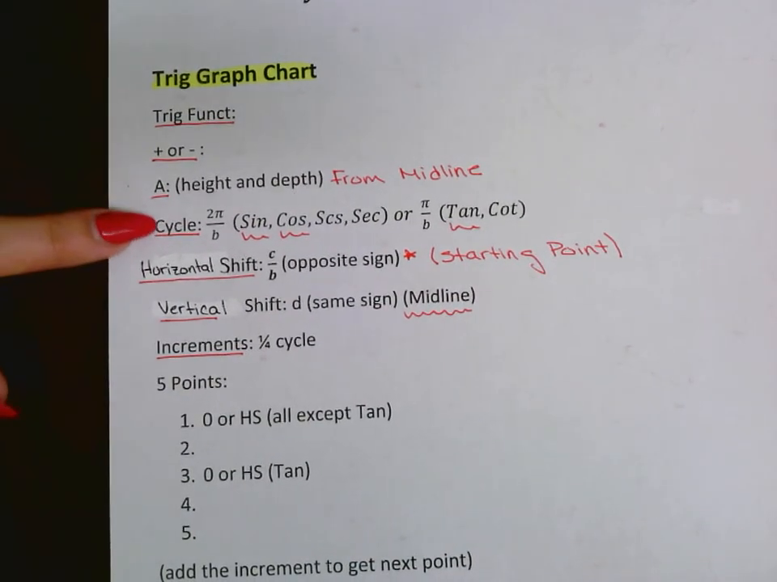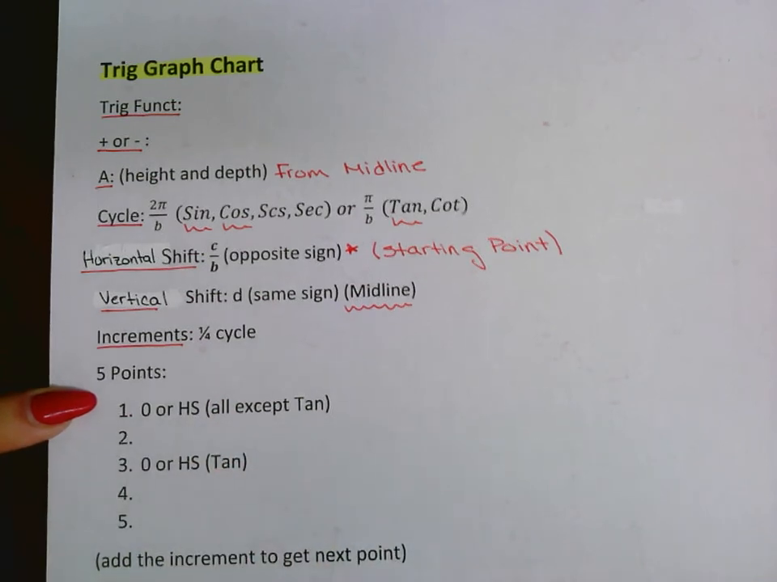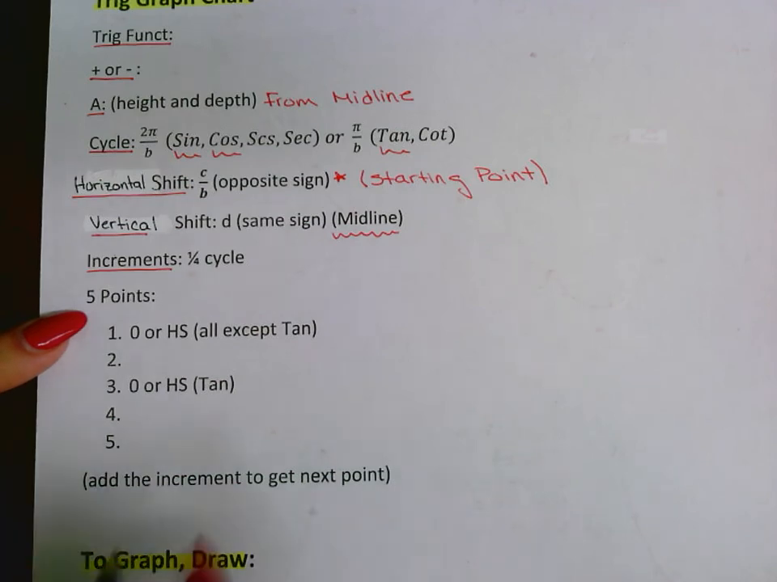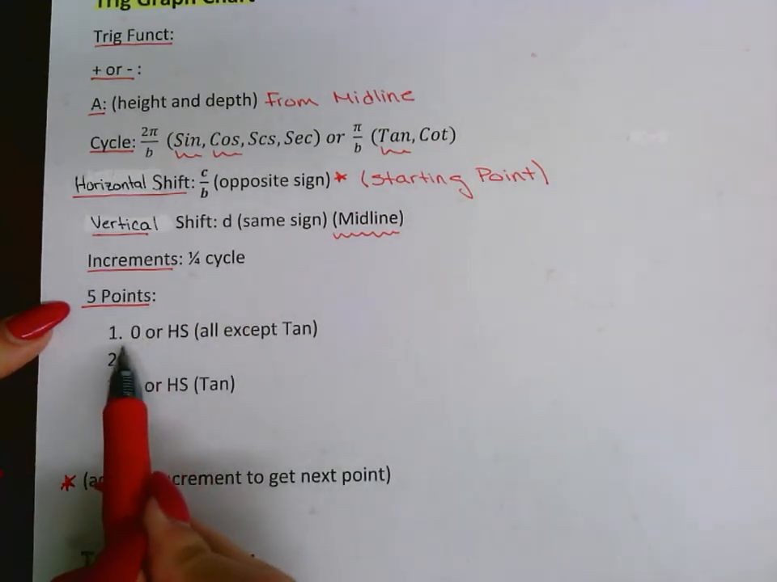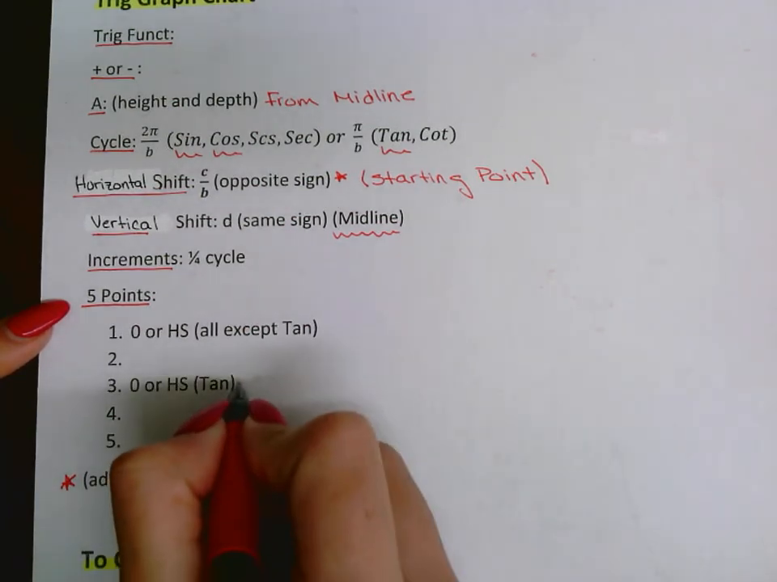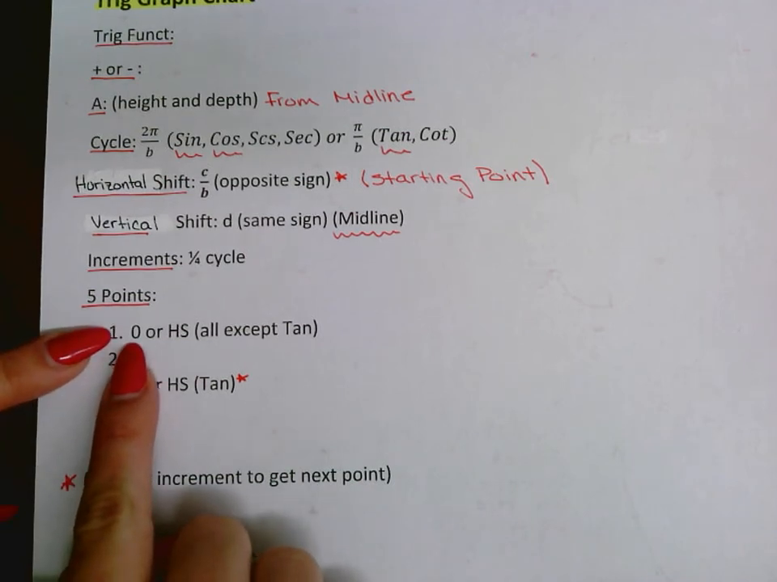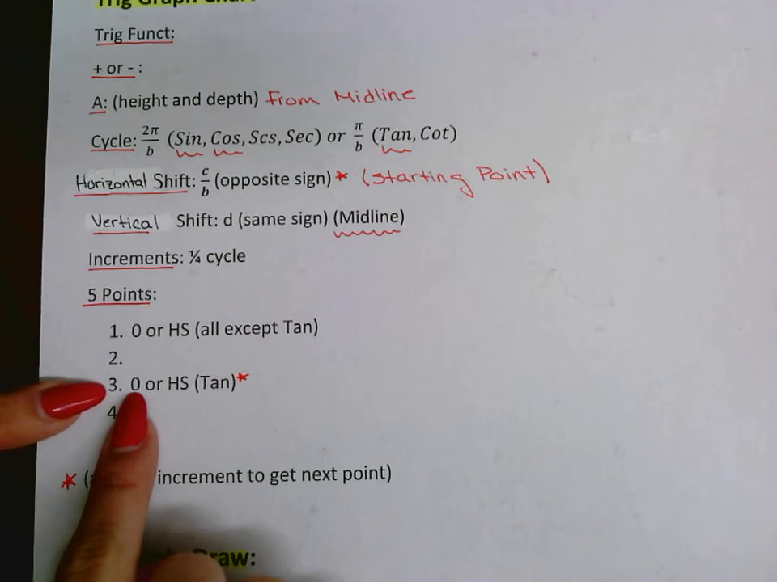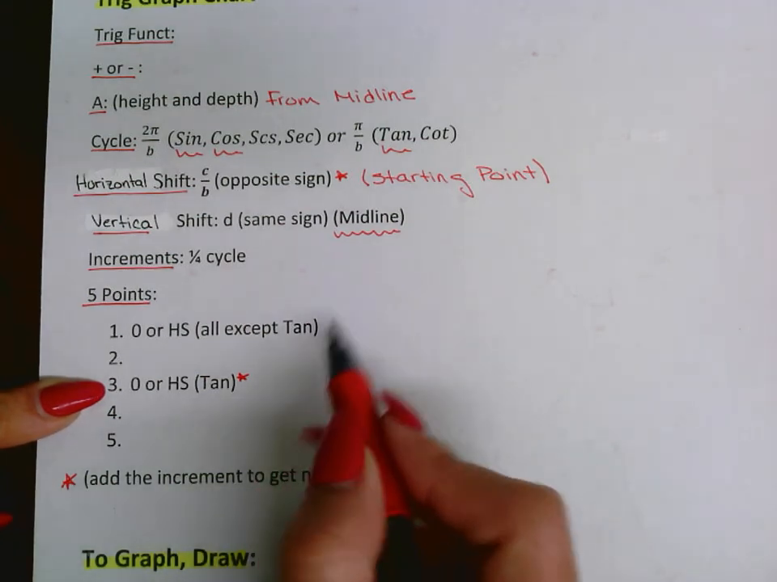Does that make sense? So for that reason, once I have found what my cycle is for that question, I just multiply by 1/4 and it'll give me how much to add every single time for my 5 points. So that side note is written right here. Let's take a look at our 5 points. I either start at the origin or the horizontal shift, and then I add the increment to get all of the next points. The only one that has something different is tangent. If we are talking about a tangent graph, instead of starting at point 1, remember how it starts at the middle? We put our 0 or horizontal shift at point 3, and then we add to get to point 4 and 5, and what do you think we do to get to point 2 and 1? We subtract.